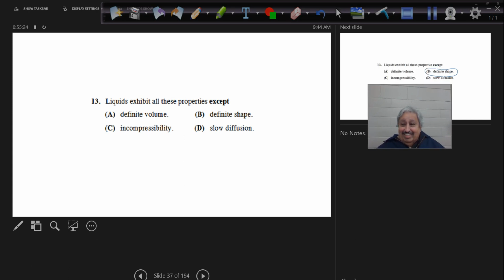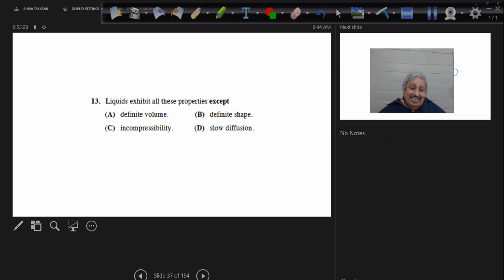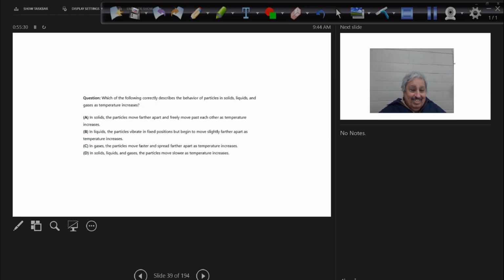Last one, and then I will stop here. Which of the following correctly describes the behavior of particles in solids, liquids, and gases as temperature increases? You increase the temperature of the gas, what will happen?